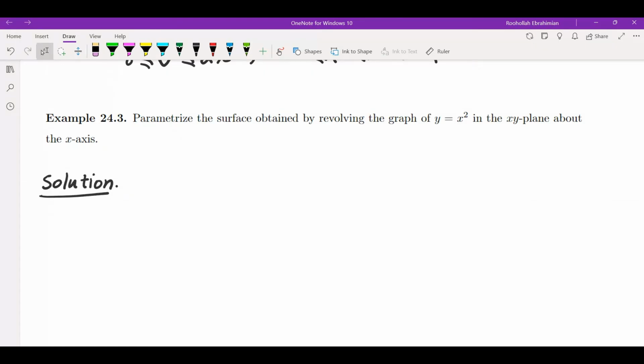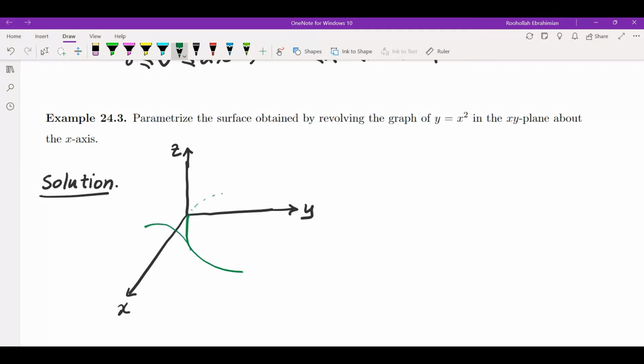Parameterize the surface of revolution, the surface obtained by revolving the graph y equals x squared about the x-axis. Okay, so let's do that. So y equals x squared is something that looks like this. And I want to rotate that about the x-axis because they said rotate about the x-axis. So you'll get something like this. Something like this is the shape that you get.